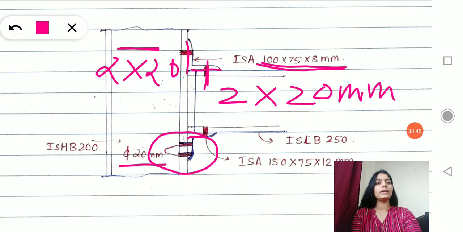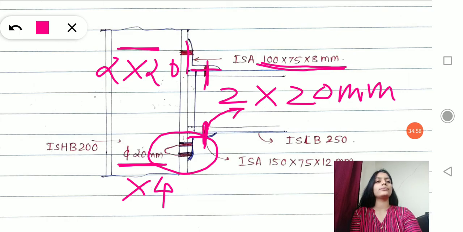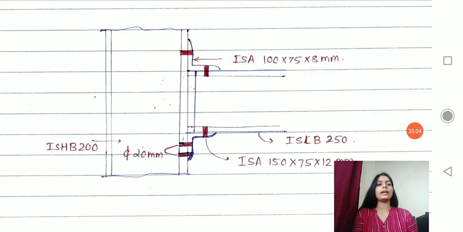How many bolts have I provided? 4 bolts. In 2 rows 4 bolts are provided, and in the last connection, this one, again 2 bolts of 20 mm dia are provided. So here your connection design is over. How to calculate the load coming upon our section, how to calculate the moment, check for shear, and then calculate the bolts. Those are the steps of this problem.